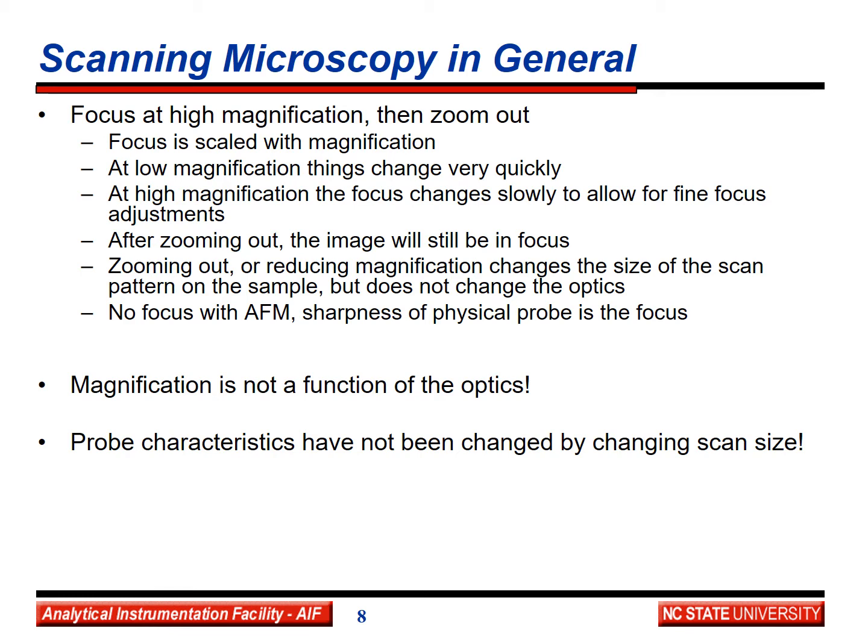Zooming out or reducing the magnification changes the size of the scan pattern on the sample, but does not change the optics. This is because magnification is not a function of the optics. Magnification is a function of the scan size. We do not change the probe characteristics by changing the scan size. We merely change how far we sweep the beam across the sample.